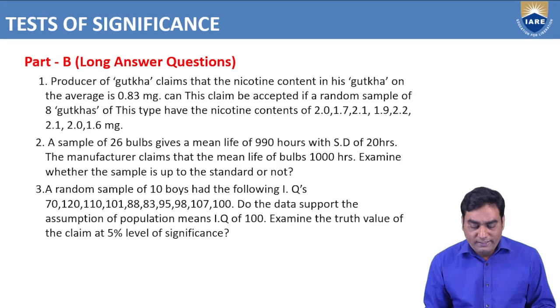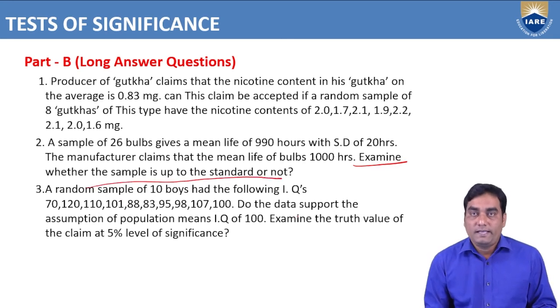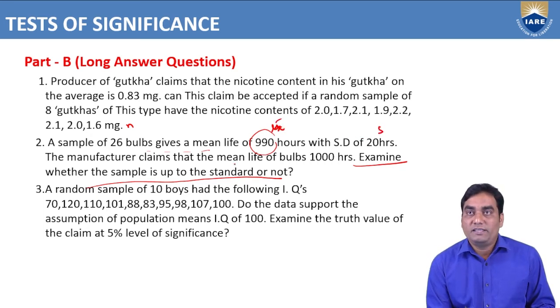Now coming to part B. All these questions we have discussed earlier in the previous sessions, but now we are going to discuss the problems in depth. Here, examine whether the sample is up to the standard or not. A sample of 26 bulbs is given, with a mean life of 990 hours with standard deviation given. The sample size is given, x bar is given, and the standard deviation is given. The manufacturer claimed that the mean life of the bulbs is 1000, so mu is also given.